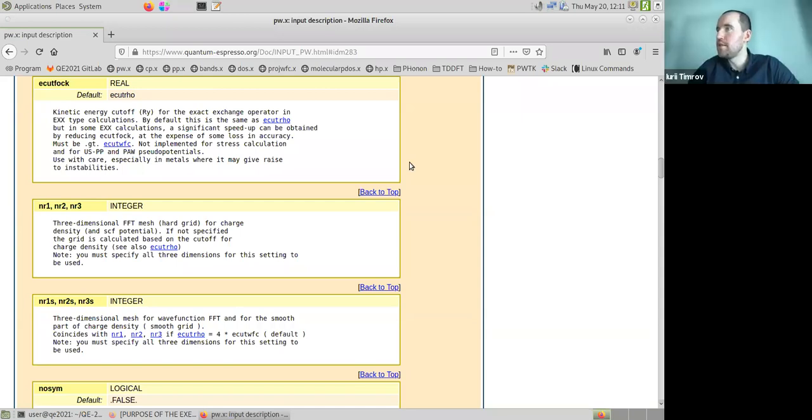Okay, then from Slack, there was a question about hybrids. How can we modify the exact exchange mixing parameter in the hybrid functional? Also, can we modify the screening parameter present in the HSE functional? So the mixing parameter we can modify from the input.